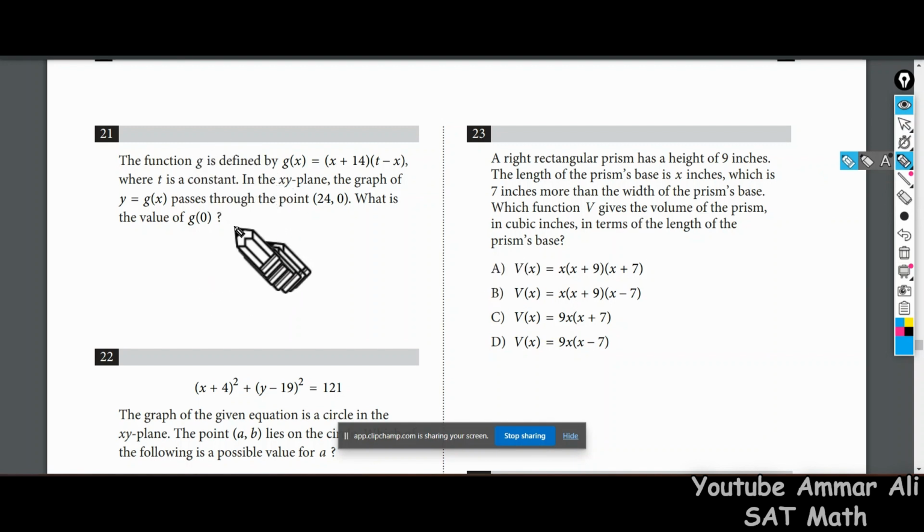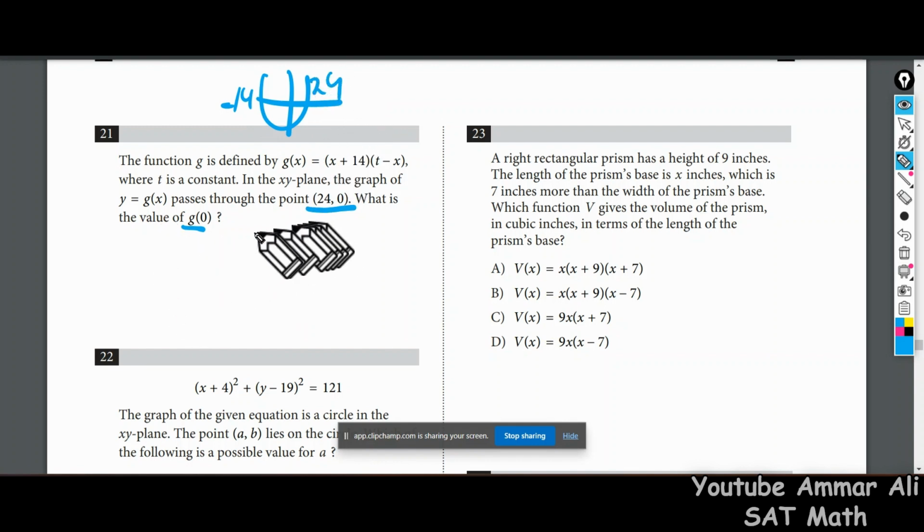moving on to question 21, they're asking us what is the value of g at 0, right? The big hint here is they are giving us one of the zeros, right? When x is equal to 24, the equation is equal to 0. So that tells us that in our parabola, we have -14 as one of the zeros, and then +24, right? So they're asking us now to calculate g of 0.